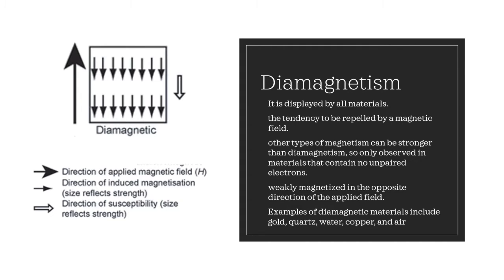Diamagnetism. It is displayed by all materials. The tendency to be repelled by a magnetic field. Other types of magnetism can be stronger than diamagnetism, so it is only observed in materials that contain no unpaired electrons. Weakly magnetized in the opposite direction of the applied field. Examples of diamagnetic materials include gold, quartz, water, copper, and air.